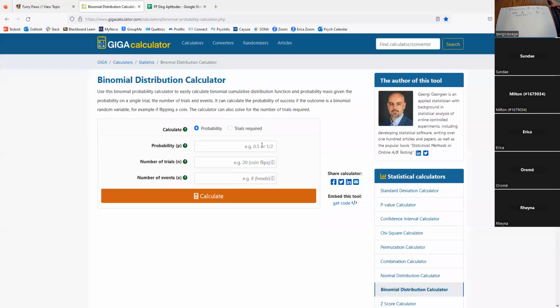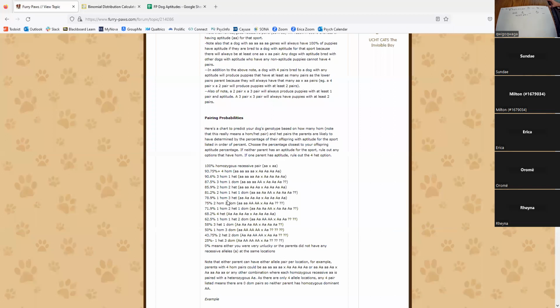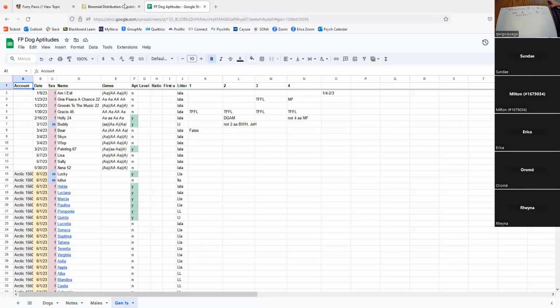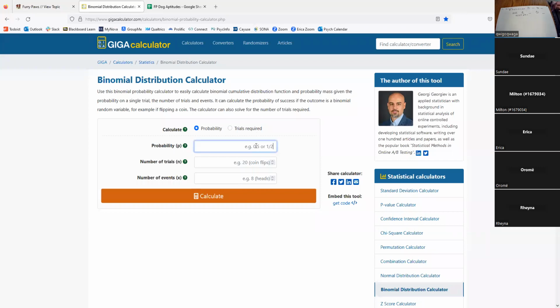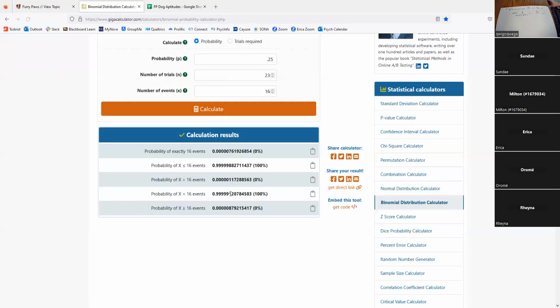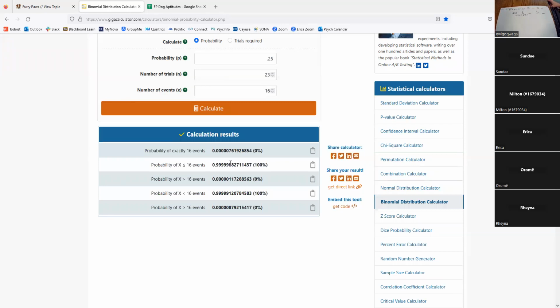And we're going to go to the binomial distribution calculator, but first we're going to go here. So what I need to do is find out which of these are possibilities for this pairing. So I'm going to start with the bottom here, 25%. So that's the probability that I want to compare against. The number of trials is the total number of puppies. And the number of events is the number of puppies that had aptitude. And that doesn't look possible.